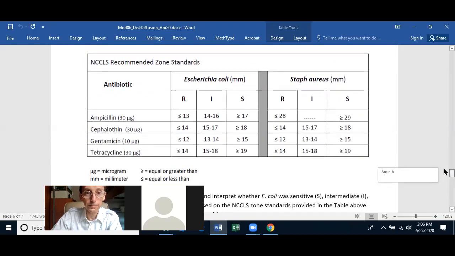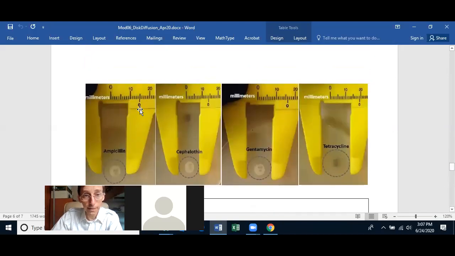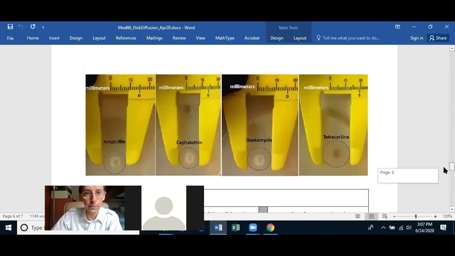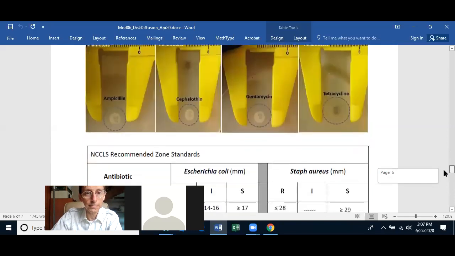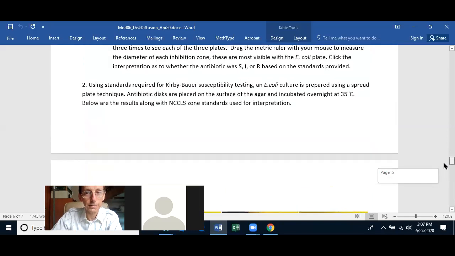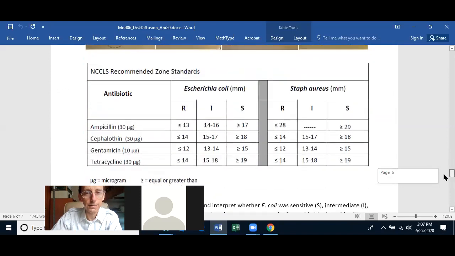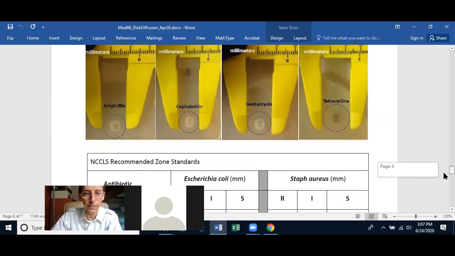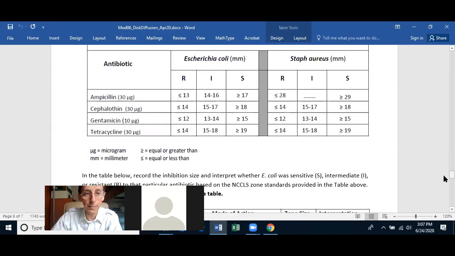Like for ampicillin, it's looking like it's close to 15. You could say it's slightly less than 15 millimeters. And if we look on the chart, where is 15 millimeters for ampicillin for E. coli? Well, I assume that's E. coli here. It doesn't say it directly, but it might in the questions. So if it's 15 millimeters for E. coli with ampicillin, is E. coli resistant to ampicillin or sensitive to ampicillin?